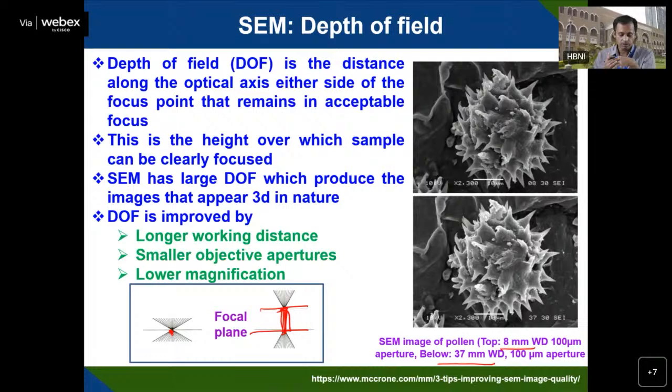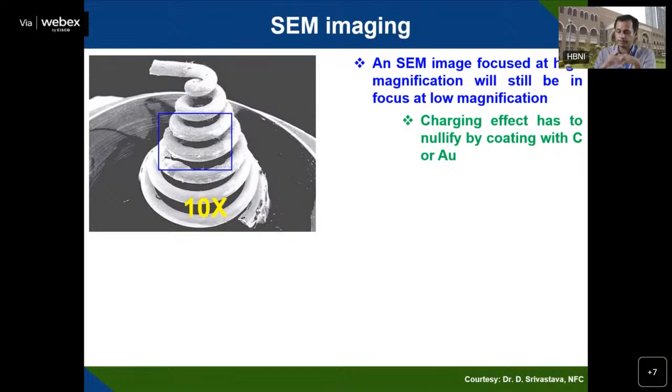The depth of field can be changed or improved by going for a longer working distance or a smaller objective aperture. At lower magnification, you are able to get a better quality image by changing this. If you see this SEM image, it is focused, and the magnification is still low, at 10x, and you can see this image is focused.